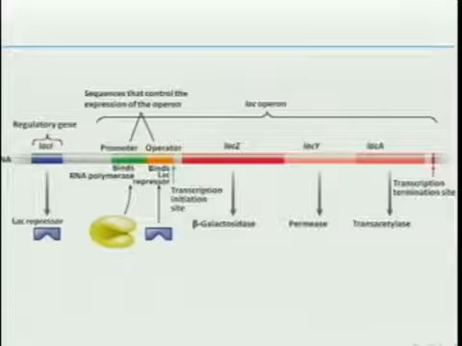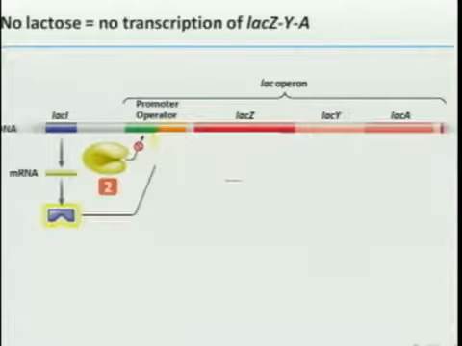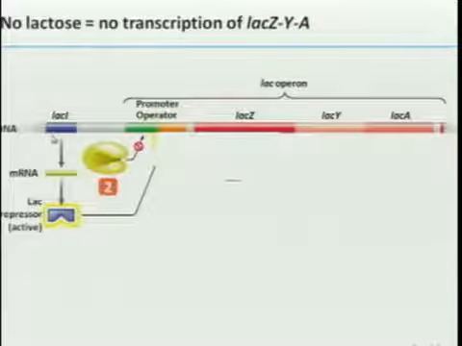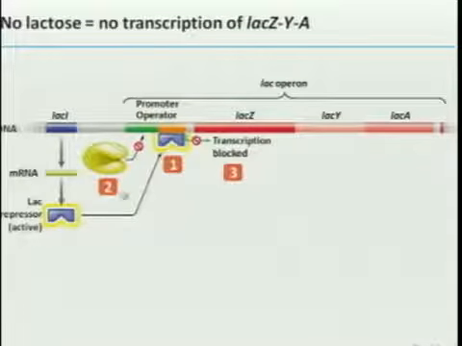Let me play out the complete sequence for you. Under normal circumstances, in the absence of lactose, the inducer, the sugar in the medium, the gene is off. None of these three proteins are produced. Why is that? Because the lac repressor protein produced by a different gene in the bacterial genome actually binds to the operator and blocks transcription.